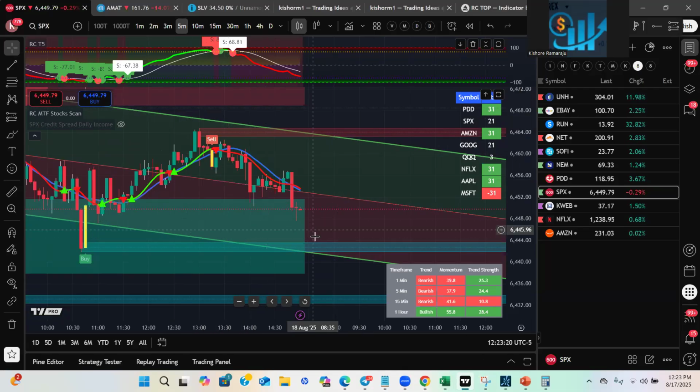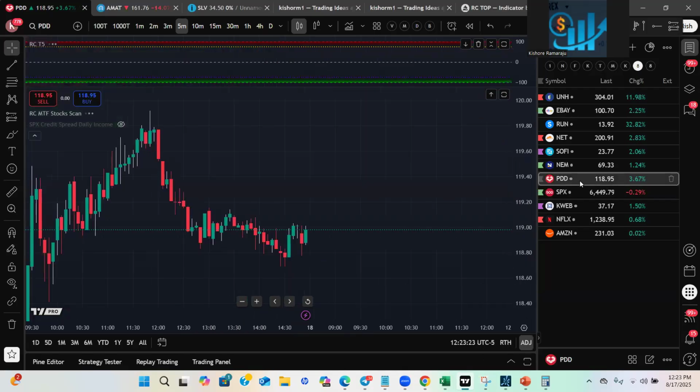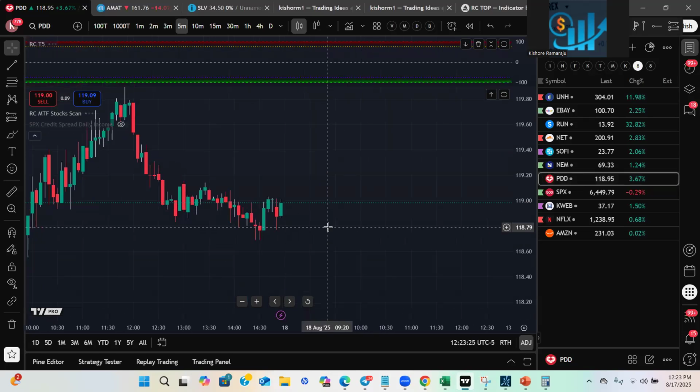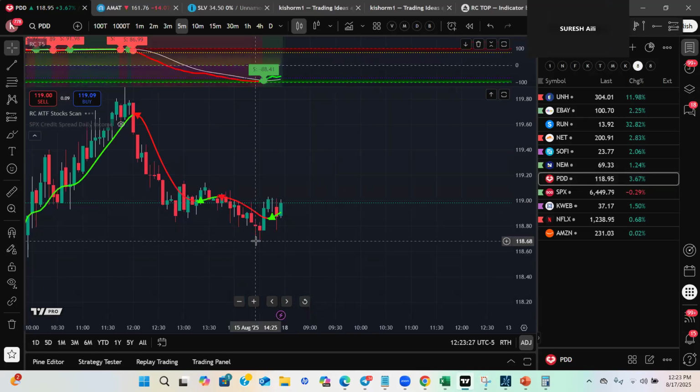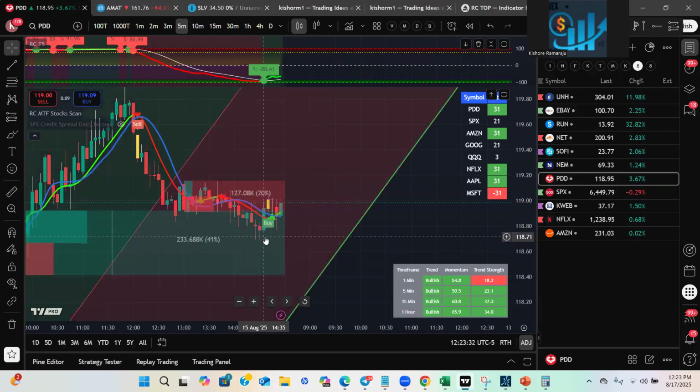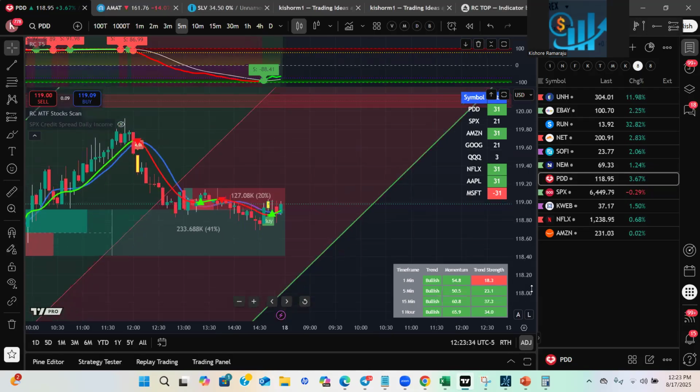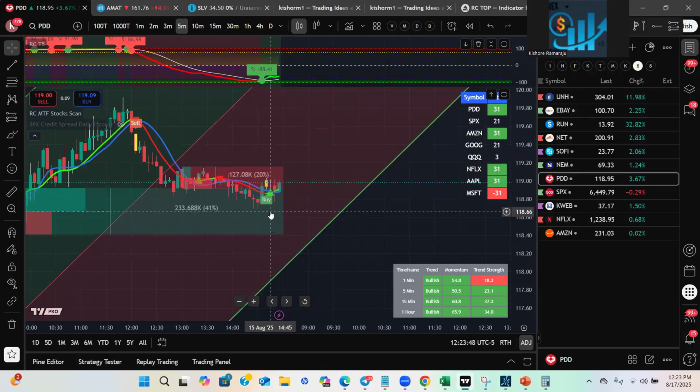If you are just selling a naked call or naked put, for example, selling a 118 put because you are assuming that it will stay above 118, then you need a lot of capital. That means you need capital equal to 118 times 100, even for one contract. But if you are selling a 118 put and buying a 115 put, all you need is $300. Whatever the spread difference is, only that much money you need to have.